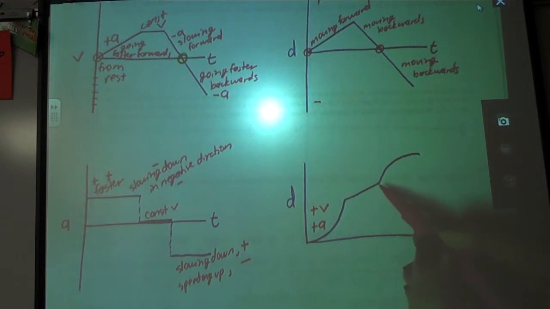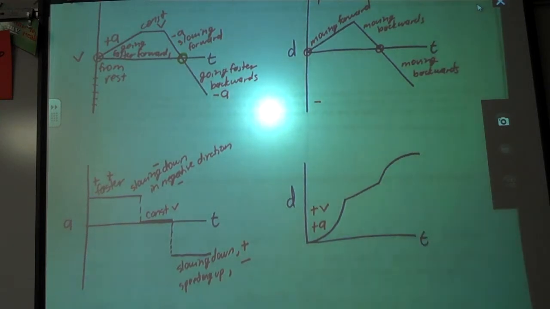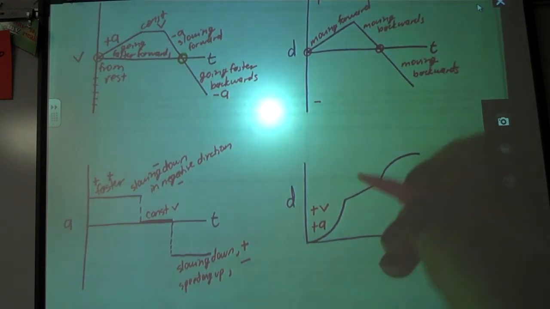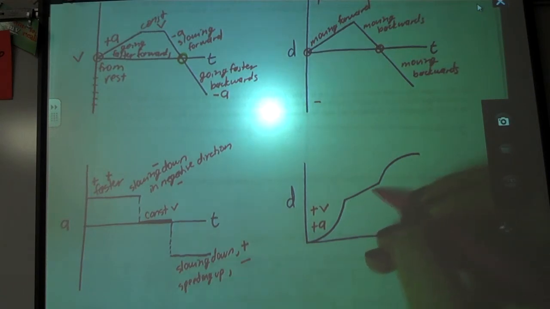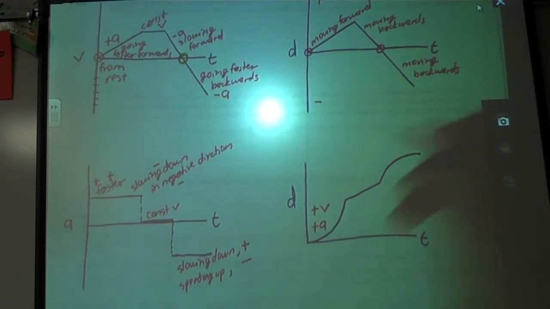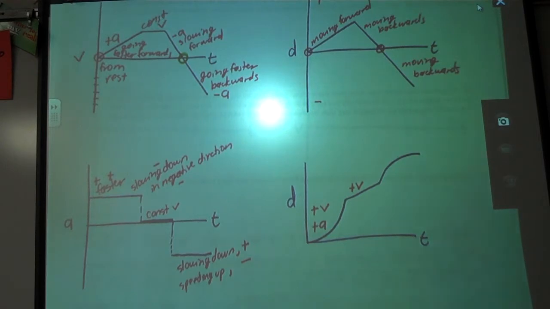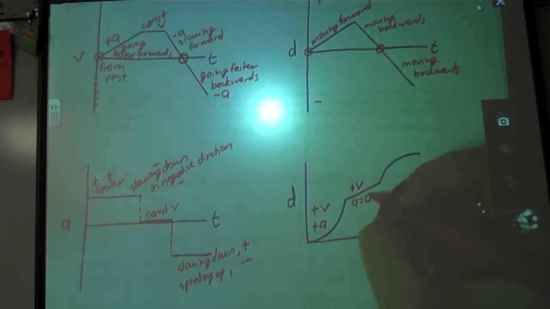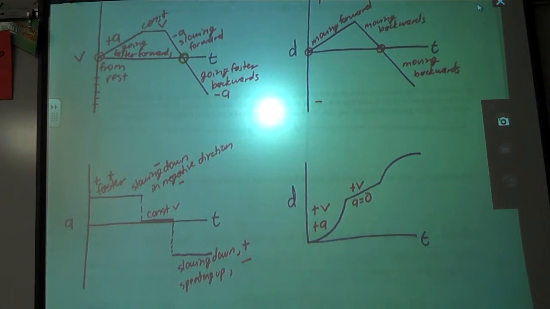This line here, I am no longer moving faster with each given moment. Instead, I am simply increasing my distance at a steady clip. A straight, sloped line like this indicates once again a positive velocity or a positive speed, but there is no acceleration because I'm covering the same amount of ground with each passing moment.